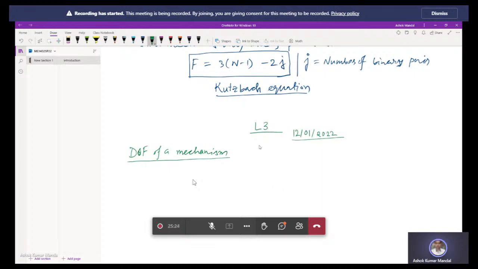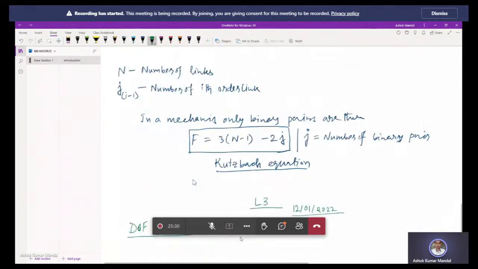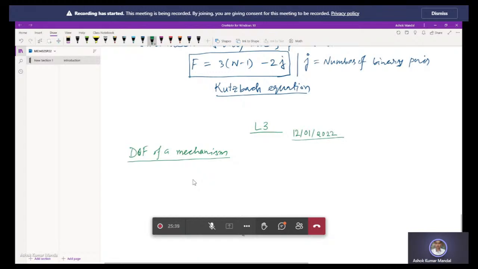What is the difference between degree of freedom of a kinematic chain and degree of freedom of a mechanism? It's a very simple question. A kinematic chain follows the equation F equals 3n minus 1 minus 2g. For a mechanism it is not necessary, only binary joints in a mechanism. What is the connection between a kinematic chain and a mechanism?